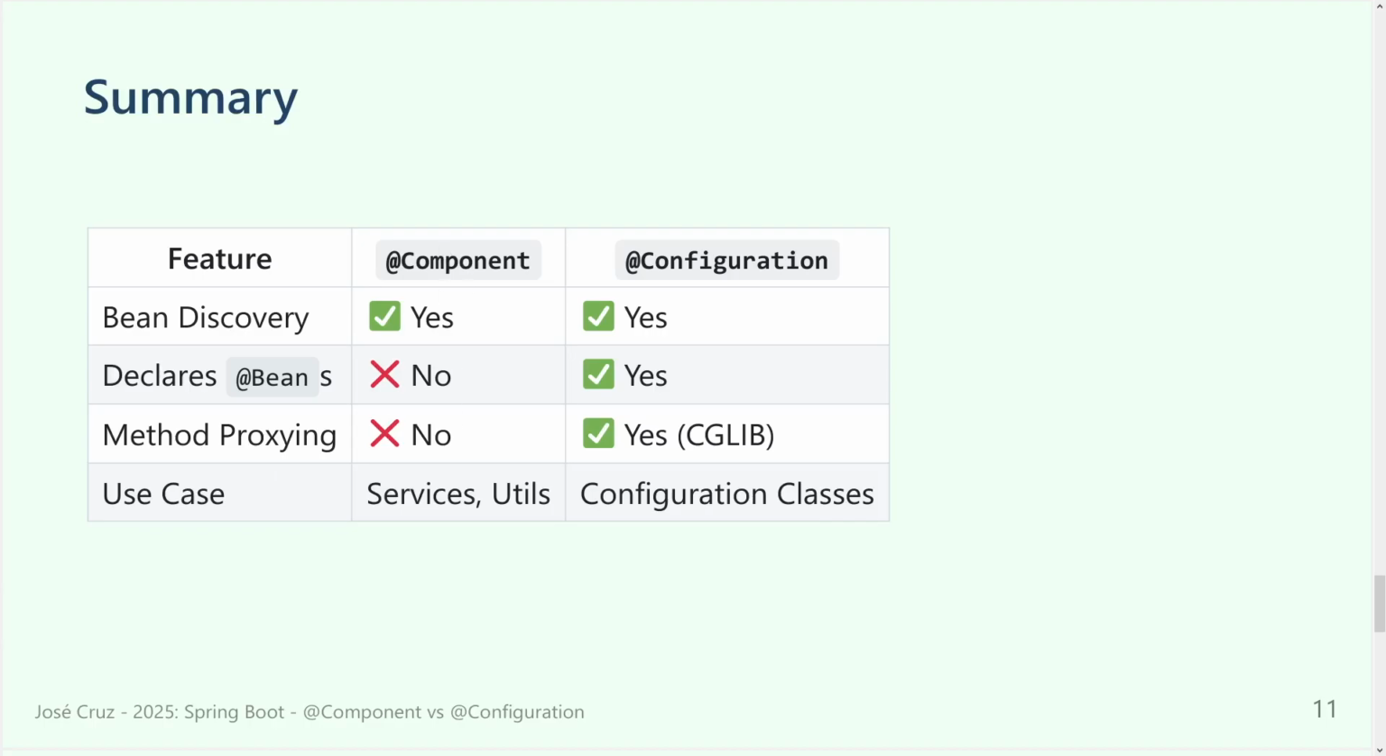Proxies on components, no, there is no proxy unless you explicitly want them, like using transactions or aspect-oriented programming. And here on the configuration, of course, they use CGLIB, at least at this time, in this version. Maybe they can change to other frameworks to create proxies. And use case, service, utils, and configuration for configuration classes.